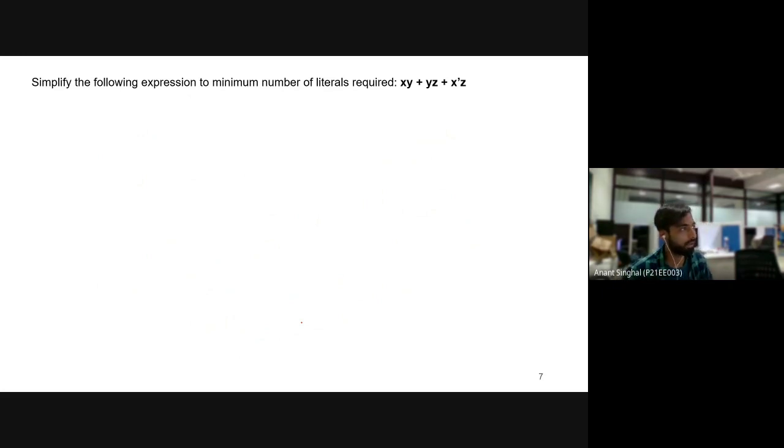Please try to simplify this expression to the minimum number of literals required. The expression that we have in this question is xy plus yz plus x bar z. Try to simplify it to a lesser number of literals. Literals means variables, so if you can minimize the number of terms, you can try on your own. Then I'll try to solve it. I'll give you 1 2 minutes.